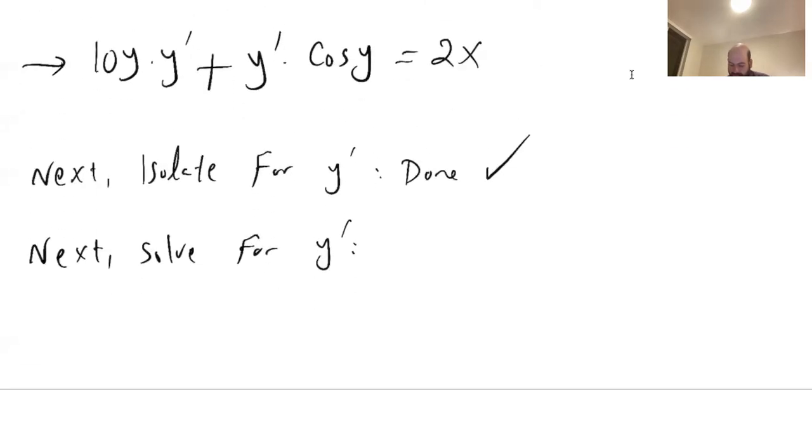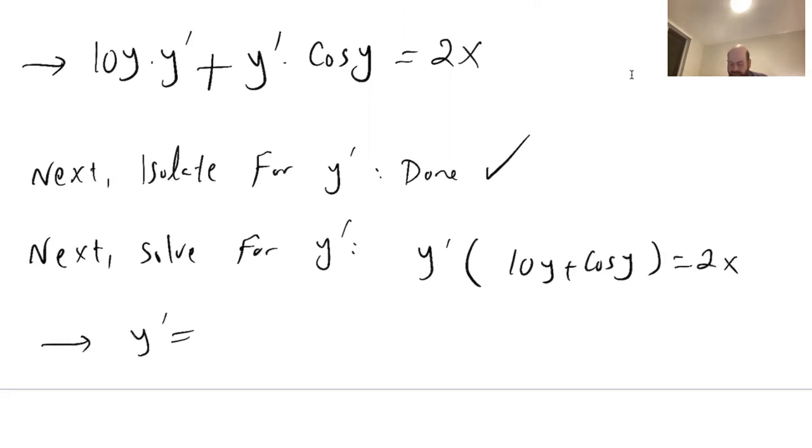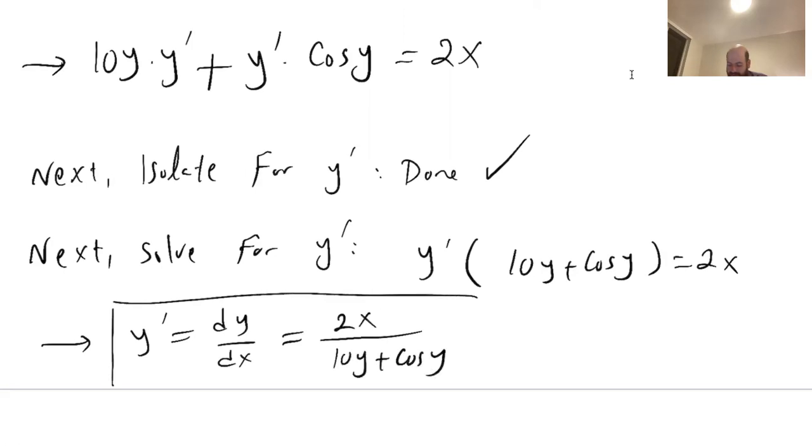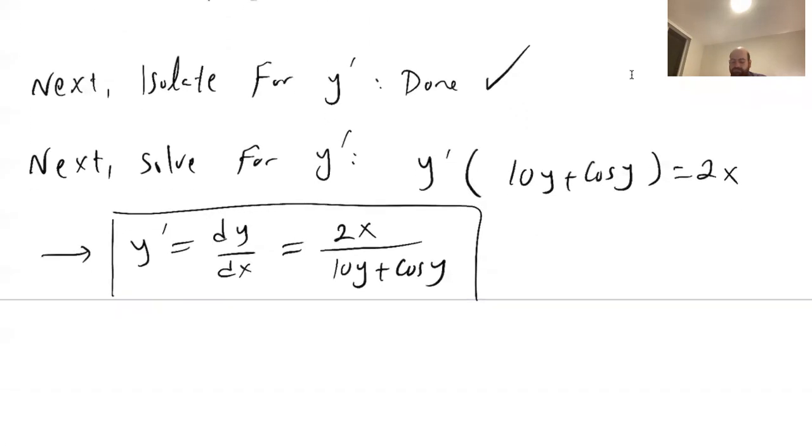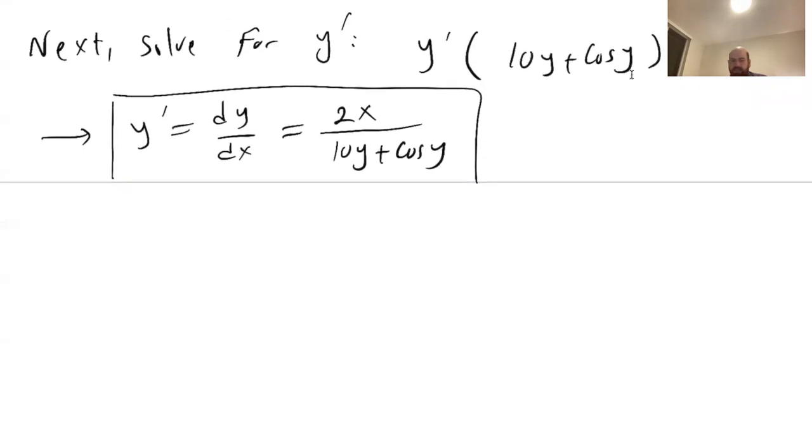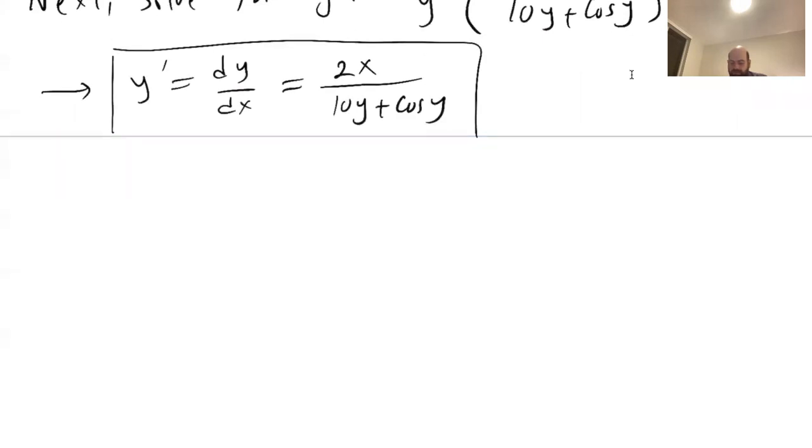So I can take y prime out from the first two terms. So y prime times 10y plus cos y equals 2x. And then y prime, or dy/dx, will be equal to 2x divided by 10y plus cos y. Okay, that's it. We just want to find y prime or dy/dx.